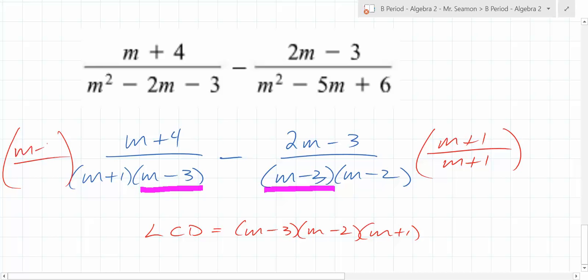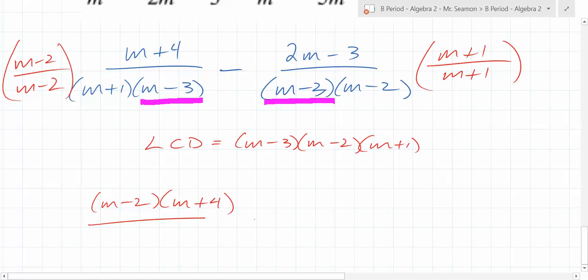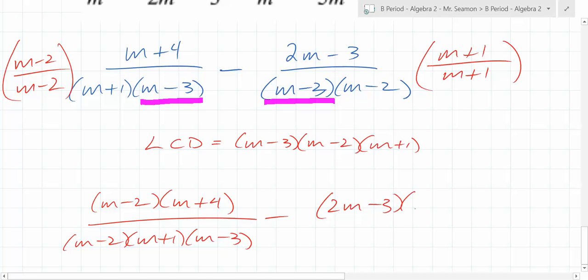M minus 2. Exactly. And if we do this, do we now have a common denominator? So do this carefully. Watch. Do it carefully. And what did I say about multiplying out? Do not multiply out unless you have no other choice. So what do we have? M minus 2 times m plus 4 over m minus 2 times m plus 1 times m minus 3, minus 2m minus 3 times m plus 1 over what?